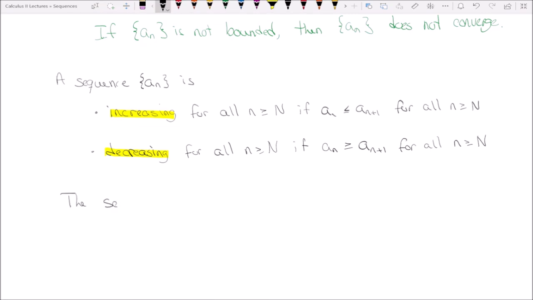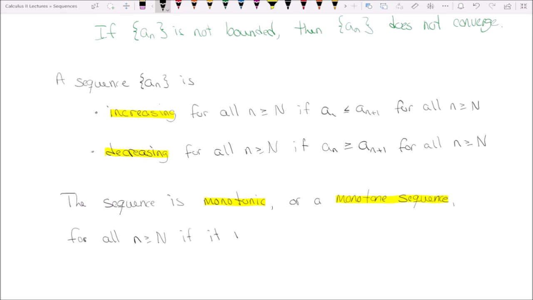We say the sequence is monotonic, or a monotone sequence, for all n larger than some big N if it is either increasing or decreasing.